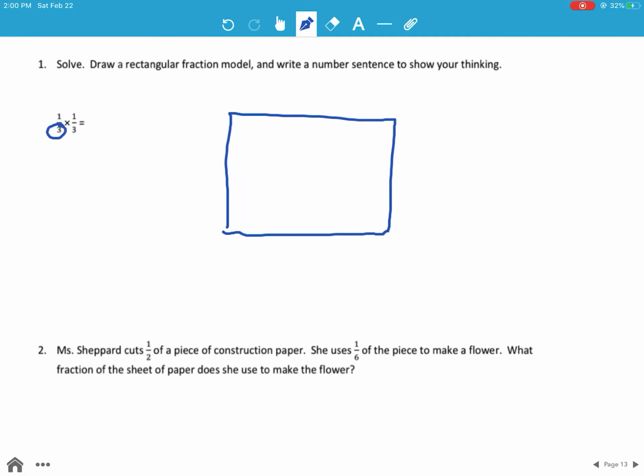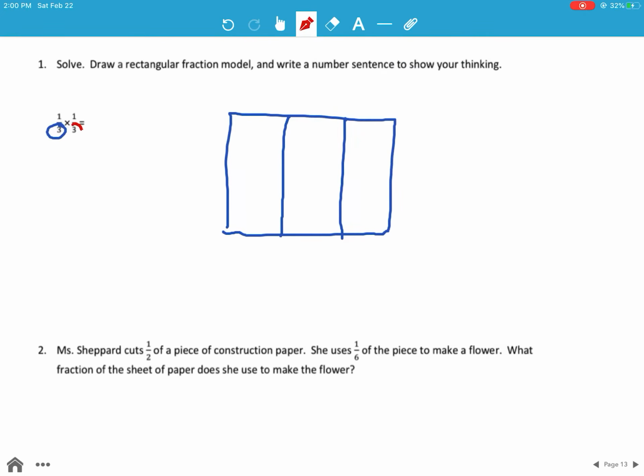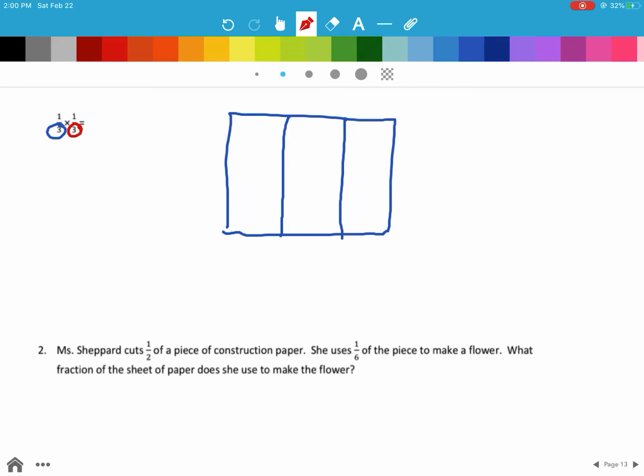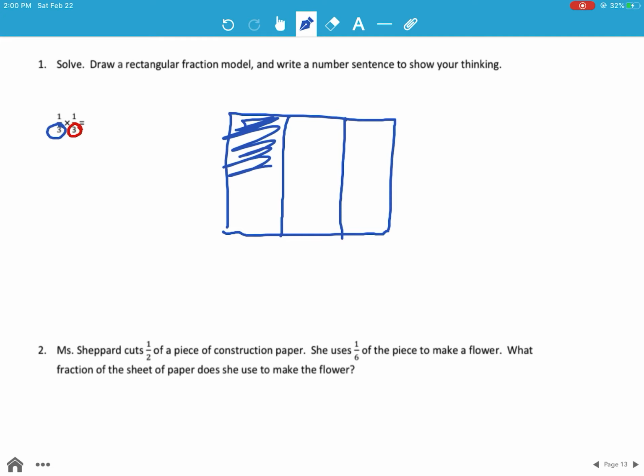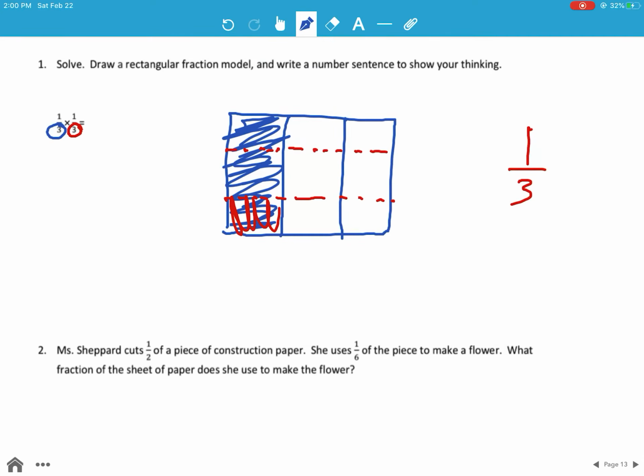And this rectangle is going to be cut into thirds. How do I know thirds? Because that's the first one. So I'm going to cut it in thirds in this direction. Then it has times 1/3. Oh wait, actually, I need to first shade in my 1/3. And then I need to cut this into thirds as well. And then one of those is right here.